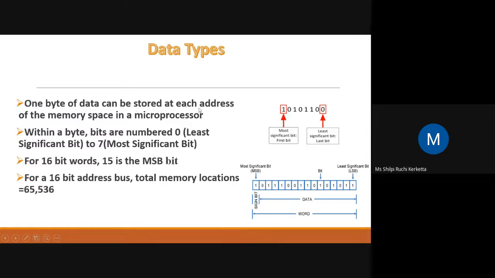1 byte of data can be stored at each address of memory space in a microprocessor. This is a definition for the book, leave it for now. Within a byte, bits are numbered from 0, the least significant bit, to 7, the most significant bit. And for a 16-bit word, the 15th is the MSB and the 0th is the LSB. Any doubt in most significant bit and least significant bit? No, ma'am.